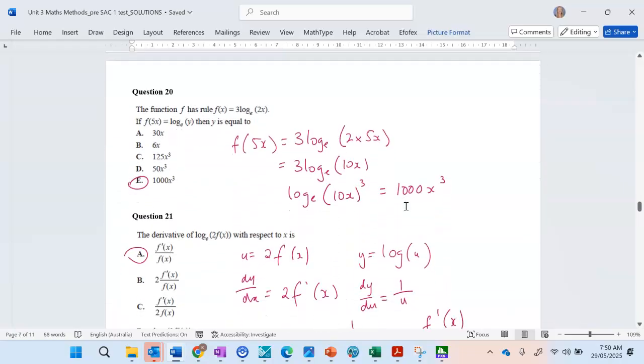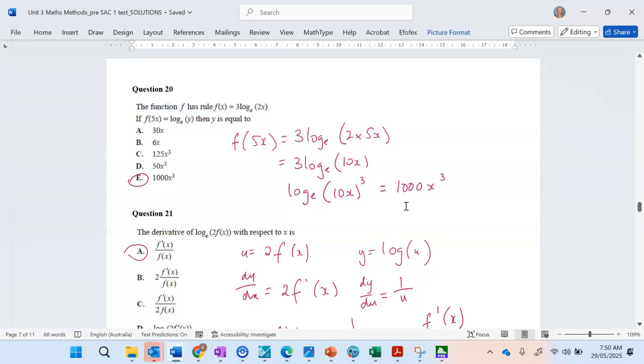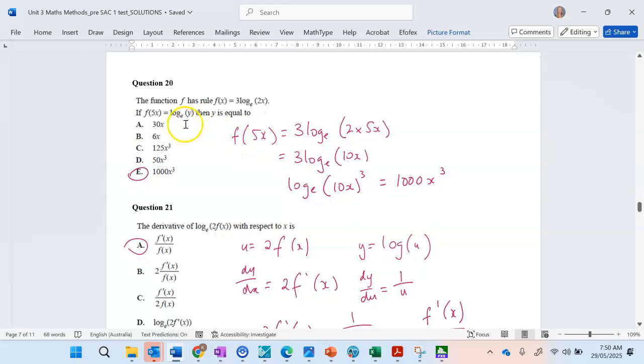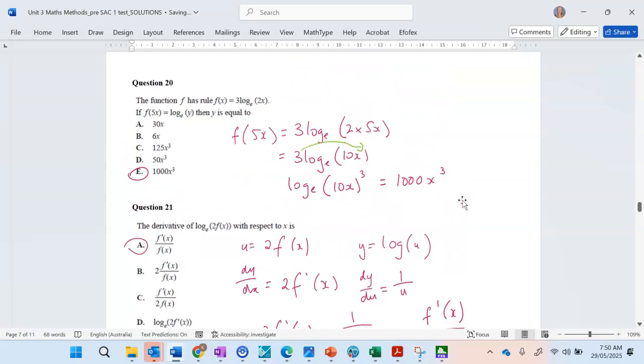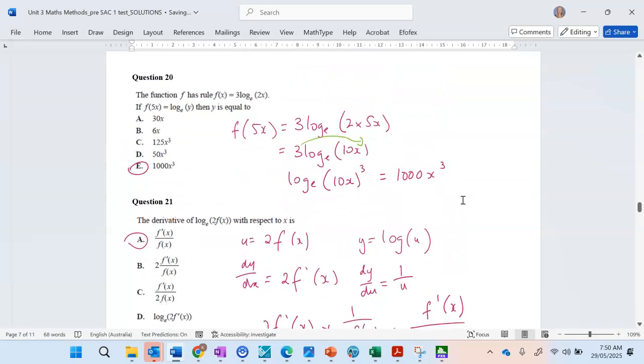All right, question 20, 79%. So we've got our function f of x, and then we've got f of 5x. So wherever we see x, we put in 5x. So 2 times 5x gives you 10x. See how it's got no number in front of this log, but we've got a 3 here. So I've got to use my log laws to move it over here, so it becomes to the power of 3. So y is equal to 10x to the power of 3, which is 1000x cubed. I think that's an easy question. What was it again? 79%, that's pretty high.